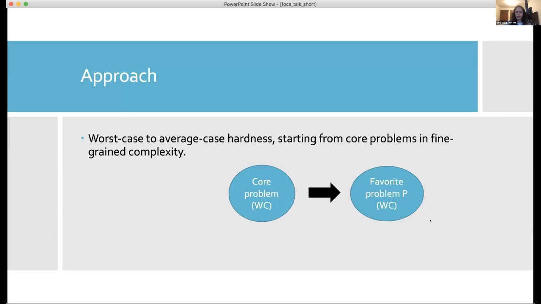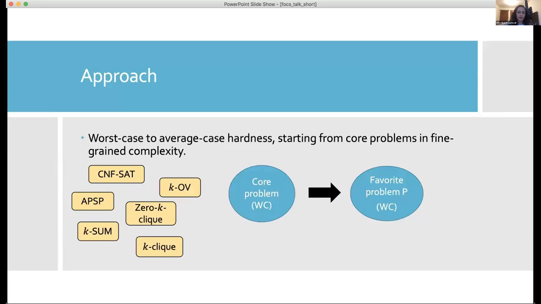So basically the approach that people use in fine-grained complexity is that there are these core problems that people believe are hard, and when they want to prove that a problem P is hard, they reduce one of these core problems to the problem P. You can see a list of these core problems on the left. And what we want to do for proving average case hardness is essentially similar. So we want to start with a core problem and reduce it to the average case of our problem P. So this is basically the approach that we're going to use.